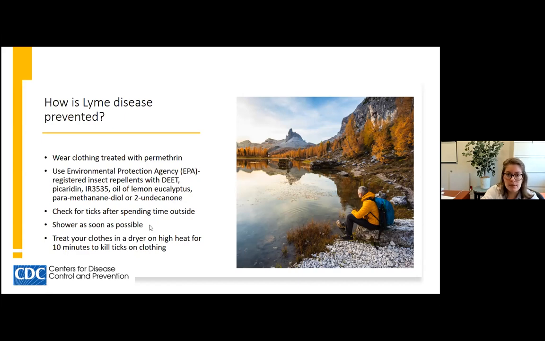Another way to prevent Lyme disease is to shower as soon as possible after spending time outdoors. Additionally, if there's concern that ticks are on your clothes, you can treat your clothes in a dryer on high heat for 10 minutes to kill any ticks that might be attached to clothing.